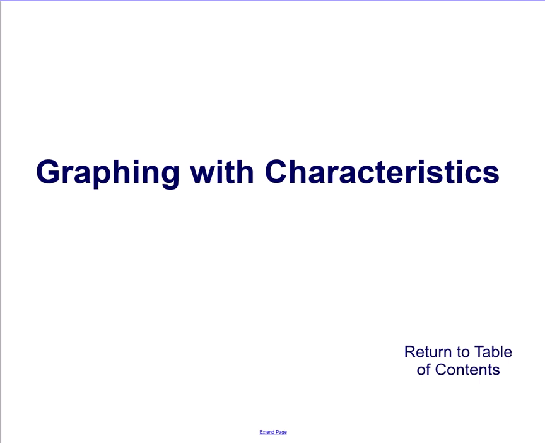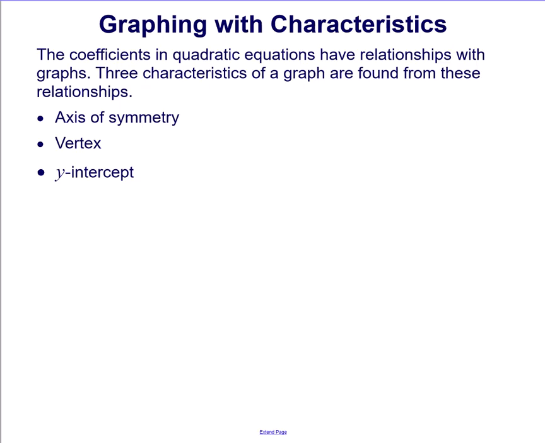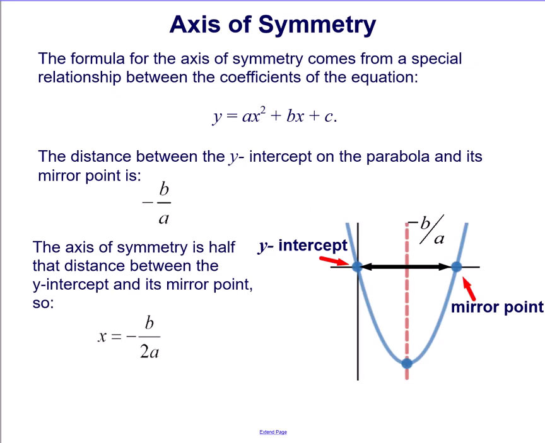The next topic in this unit is graphing with characteristics. The coefficients in quadratic equations have relationships with graphs. Three characteristics of a graph are found from these relationships: the axis of symmetry, the vertex, and the y-intercept. How do you determine the axis of symmetry just by looking at the equation?